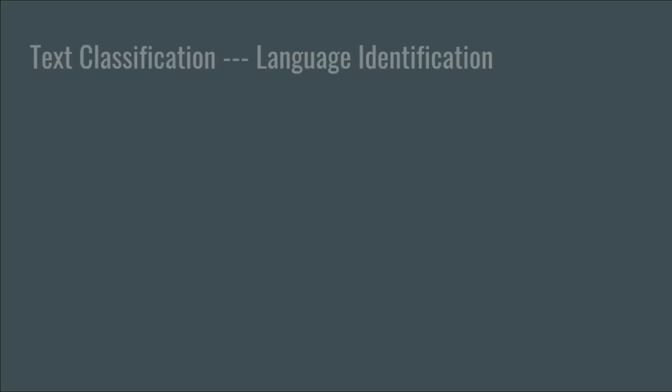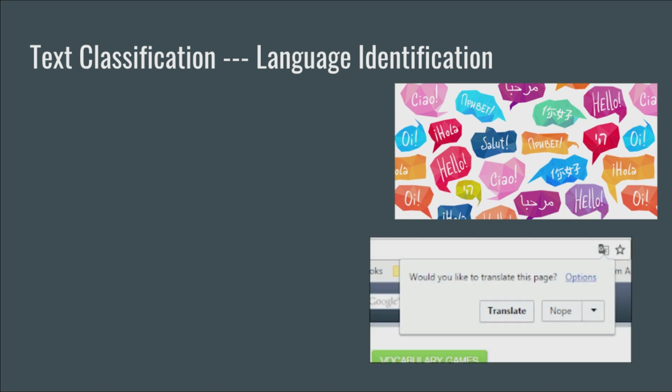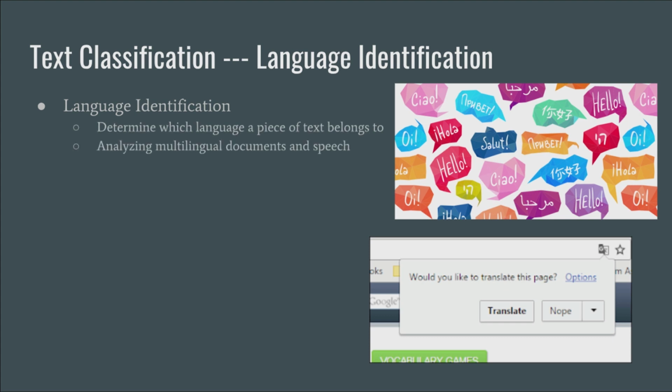So the next application of NLP under text classification would be language identification. This one is pretty much straightforward. It is used to determine which language a piece of text belongs to, and is quite helpful in analyzing multilingual documents and speech, where people can write or speak in various languages all in the same place. And we segregate the portions of such texts into various subtexts, grouped by language, of course.